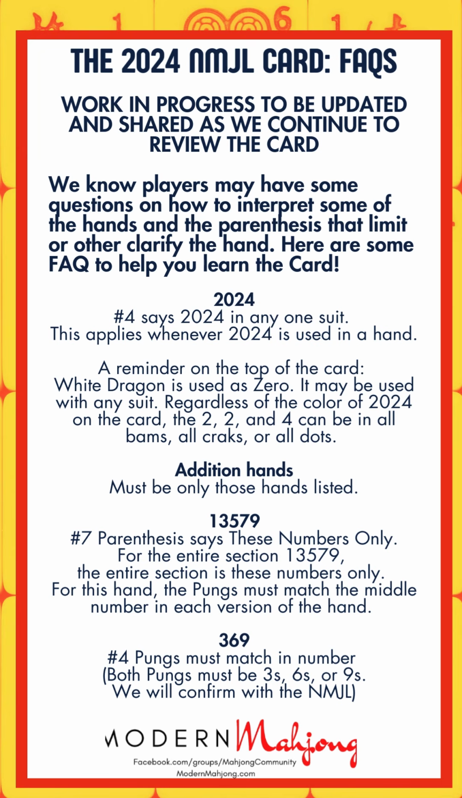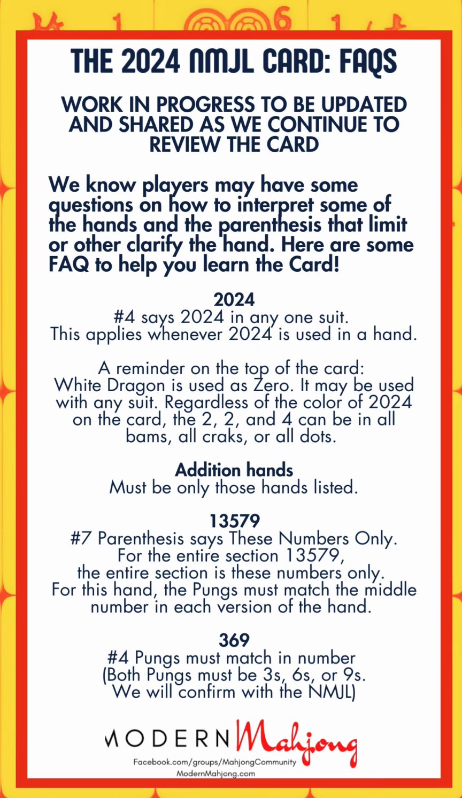In 2024, number 4 says 2024 in any one suit. That applies for any time you see the singles grouped together as 2024. The 2, the 0, and the 4 must all be in the same suit. A reminder, the 0 is suit neutral. So just because you're using a 0 doesn't mean the 2024 must be in dot. Addition hands on the card this year must only be those hands listed.